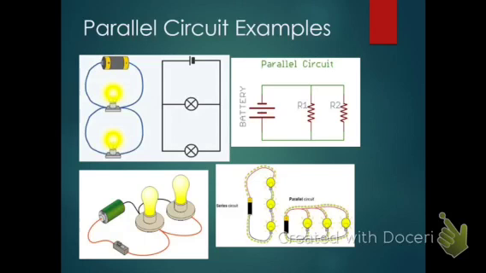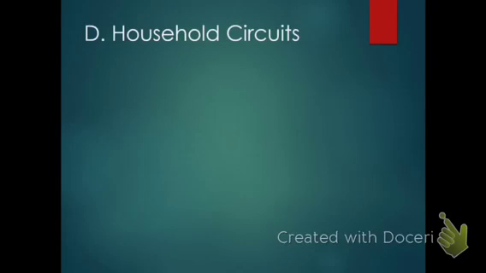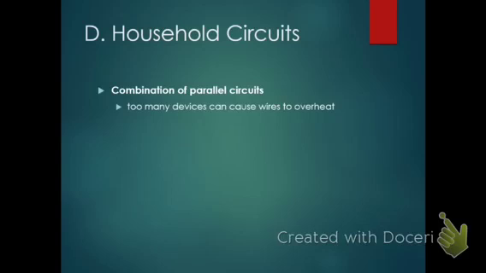Okay? These are all examples of parallel circuits. Again, if this light, let's say, goes out, then electrons can choose a different path to go. They could go down here, and these two will still work even if this one is out. Okay? All right. In our homes, we have a combination of circuits. Okay? We have series and parallels.